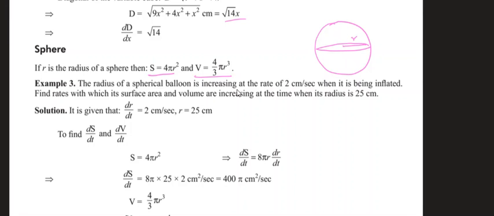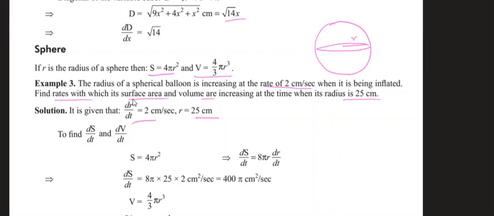The radius of a spherical balloon is increasing at a given rate when it is being inflated. Find the rate at which the surface area and volume are increasing when its radius is 25 centimeters. What is given here is dr by dt, that is 2 centimeter per second. So you always look at the unit. It is length, meaning radius. So change of radius means dr by dt. So dr by dt is given, and similarly at r is equal to 25 centimeter.